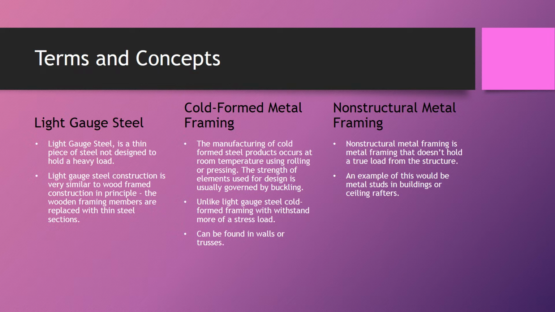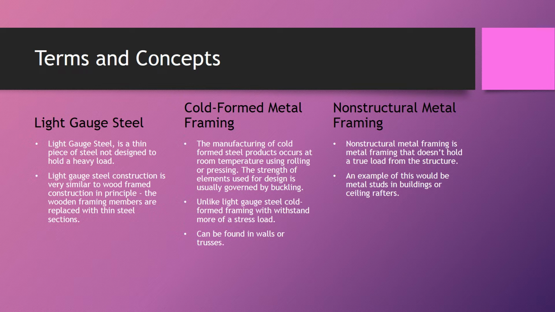Some terms and concepts here: light gauge steel, cold formed metal framing, and non-structural metal framing. Light gauge steel is a thin piece of steel not designed to hold a heavy load. Light gauge steel construction is very similar to wood frame construction in principle. The wooden framing members are replaced with thin steel sections.